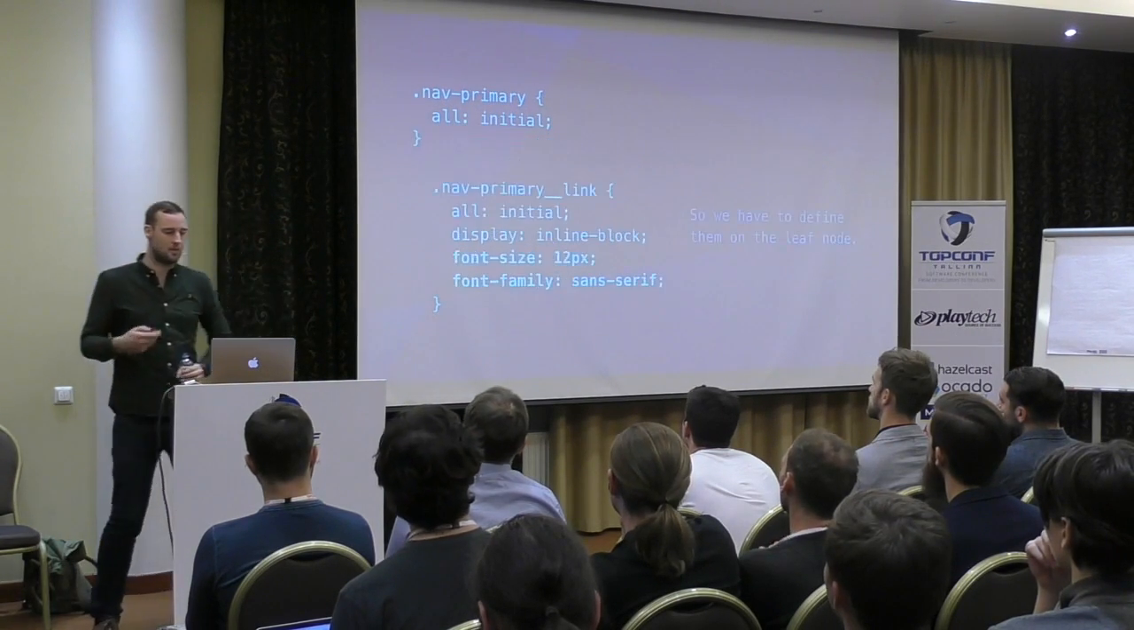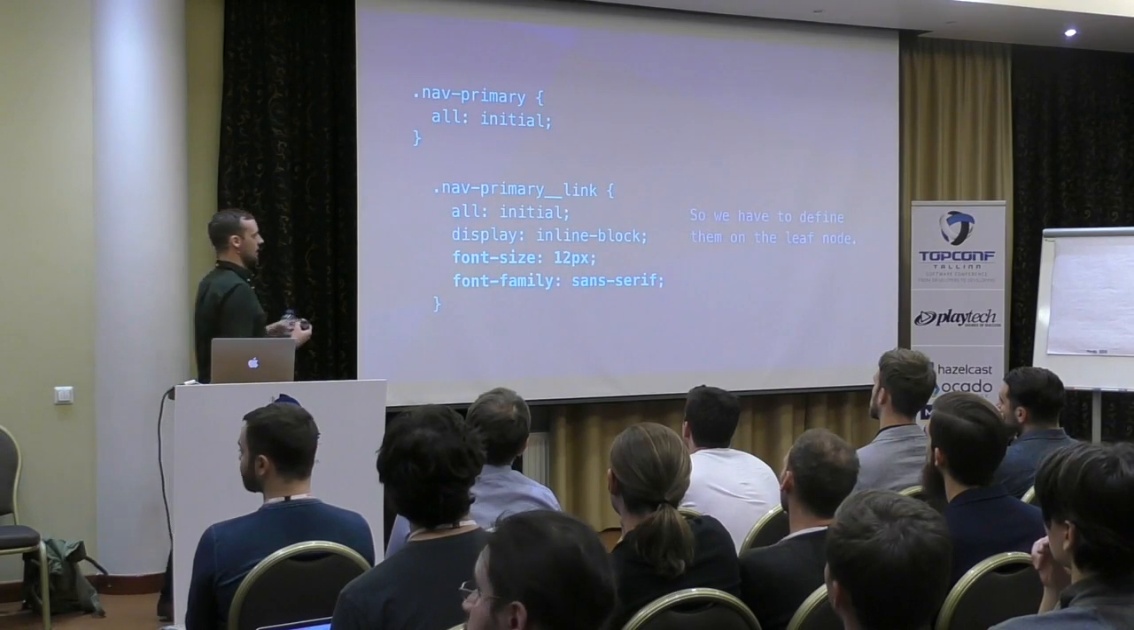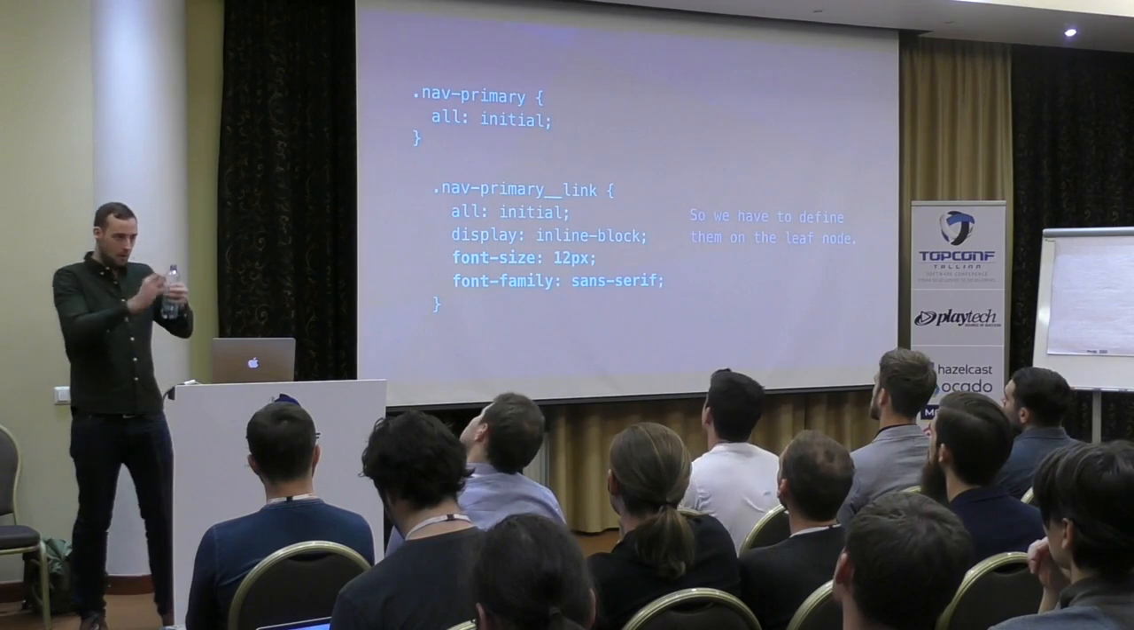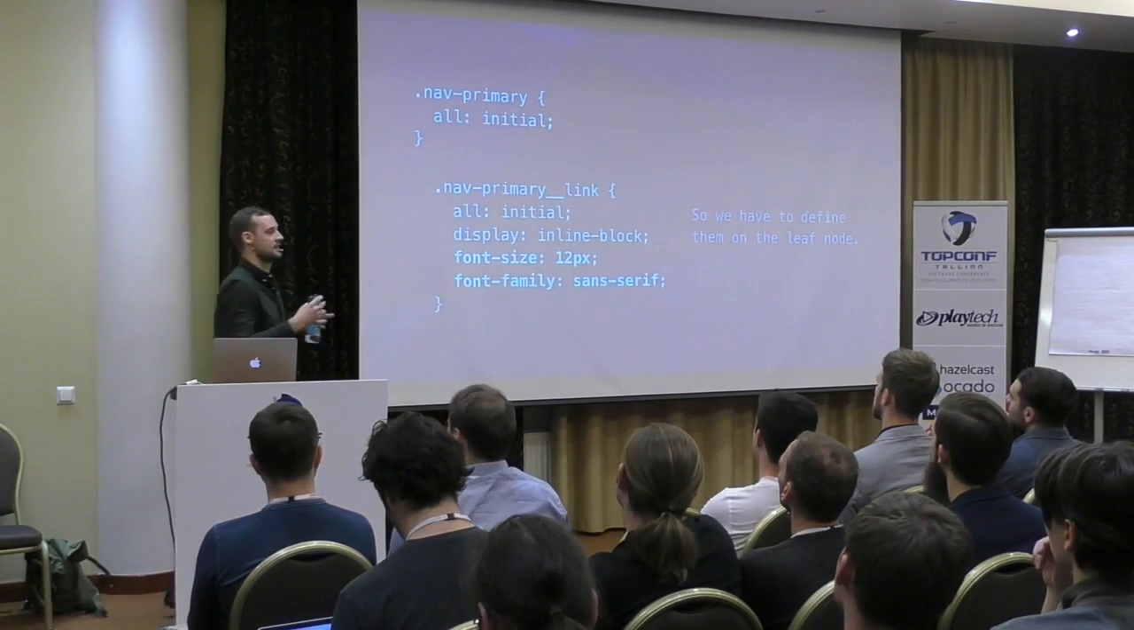And the way we get around that is just by moving these properties onto the leaf node. We just move them to the end of the DOM tree so that they are applied very last, and we don't reset anything by accident.